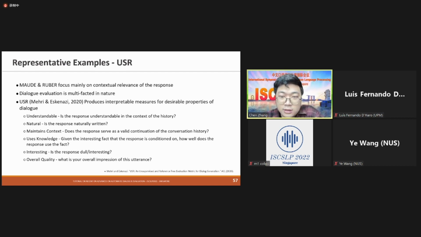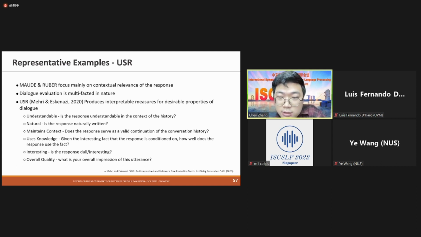Then let's look at the fourth example, which is USR. The previous two metrics, MAUDI and Ruber, only focus on the contextual relevance of the response, which is only a partial quality. So we want to look into the multi-dimensionality of response quality, because dialogue evaluation is multifaceted in nature. The USR paper, published in ACL 2020, proposes a set of desirable properties of dialogue that we ought to evaluate at the turn level. The first one is understandable.